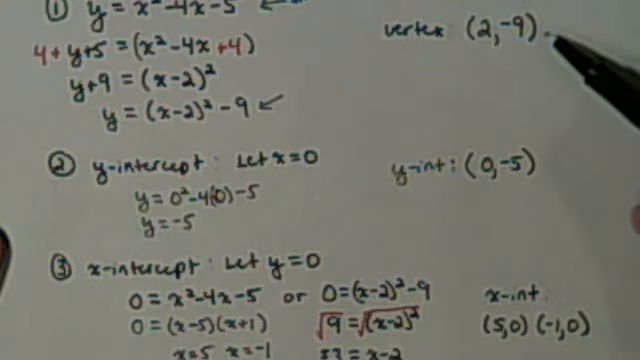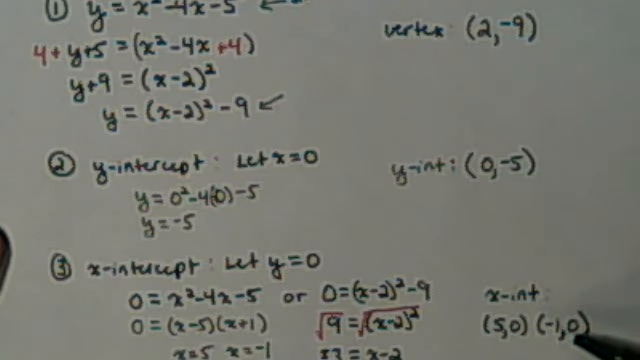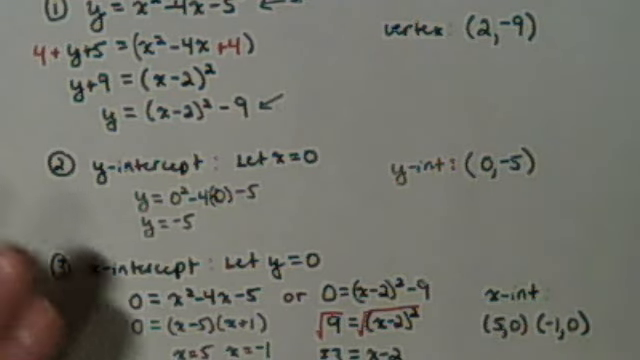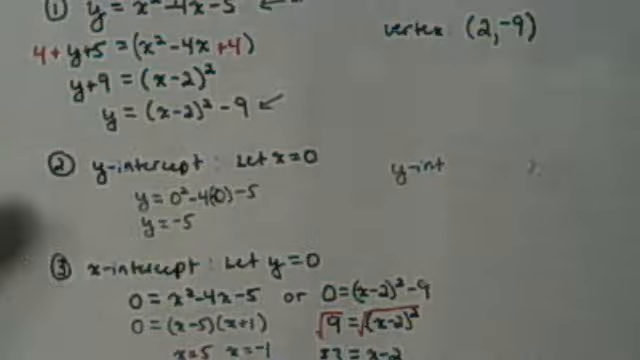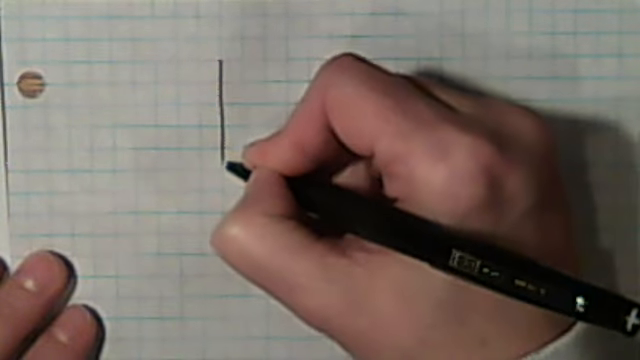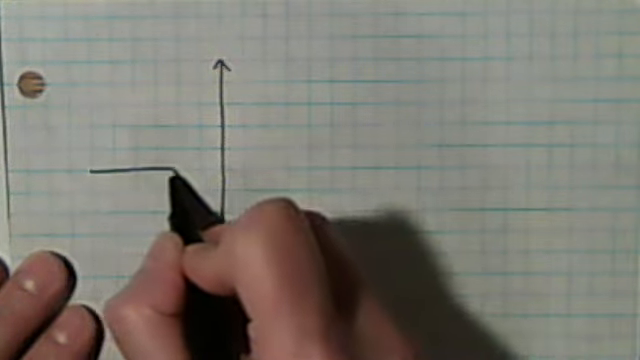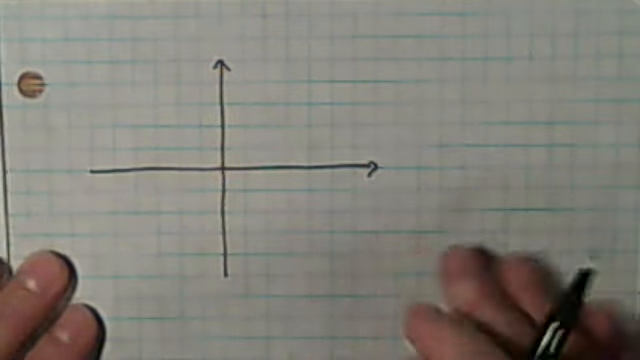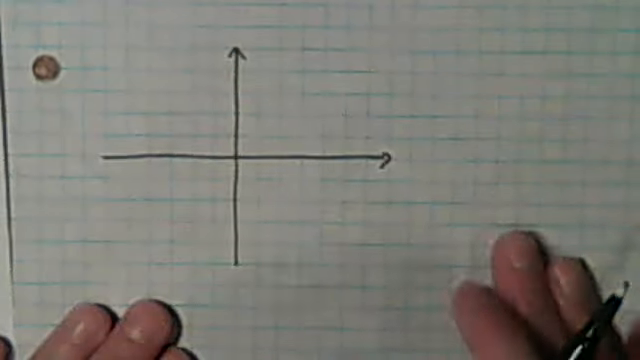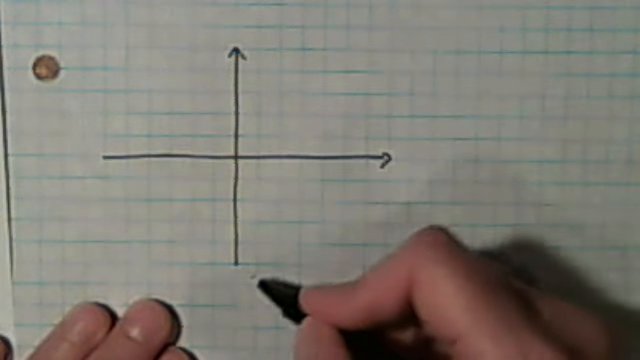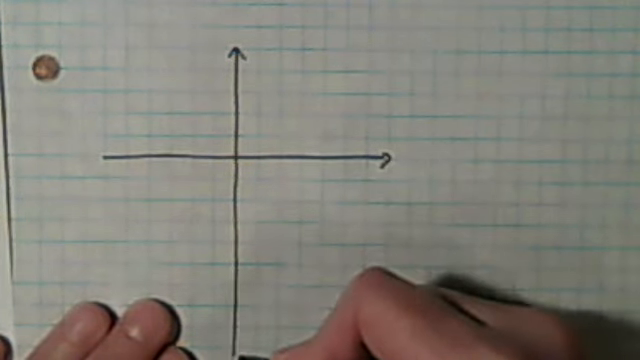So we now have our three pieces of information. We have our vertex, our y-intercept, and our x-intercepts. And we can put all three of those pieces of information onto a graph. So let's bring some graph paper into play here. So if I sketch my graph, I can plot these points. Now the vertex is at (2, -9). I'm going to have to go down here a ways for that.